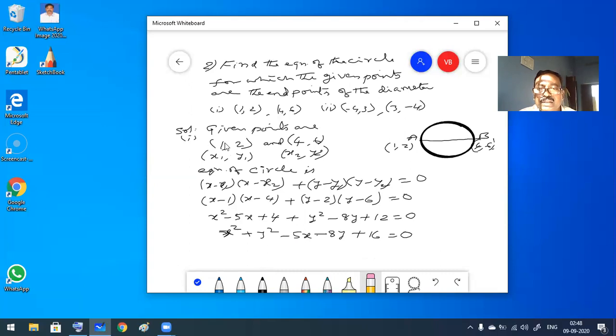So what is the second one here? Given points are minus 4 comma 3 and 3 comma minus 4. So this is the second one. Okay, so the same formula is there. So substituting the given points in the formula. Same here.